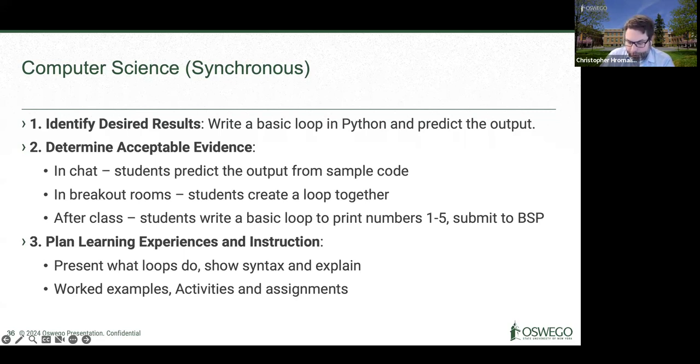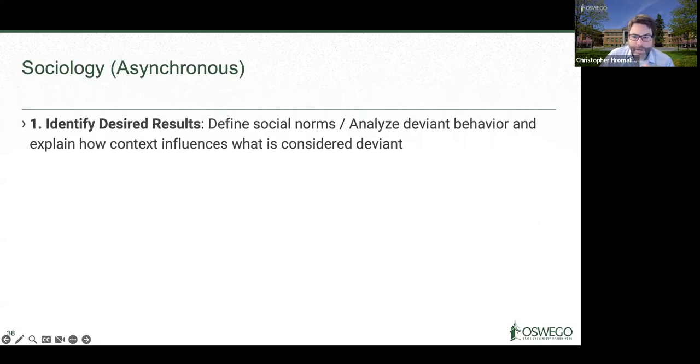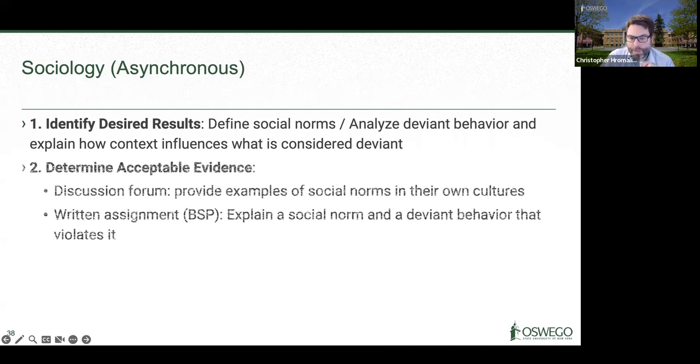And so with 2 minutes to go, we take these same lessons, and if we look at it in an emergency situation with asynchronous, if we're thinking about identifying desired results, again, same learning objectives: defining social norms, analyzing deviant behavior, explaining how context influences what's considered deviant. It might be, for example, that we can measure these with a discussion forum, providing examples of social norms in their own cultures. And maybe there's a written assignment in Brightspace where students will explain a social norm and a deviant behavior that violates that, for example.